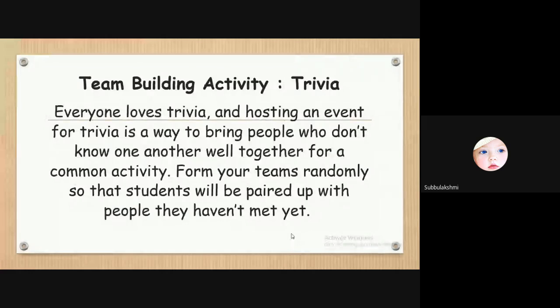I wish to share with my friends here two of the team building activities. Here we have an activity named Trivia. This is hosting an event, a way to bring people together who don't know each other, and we get into a common activity. This can happen randomly, and we can make people get connected with those they haven't met. Make a short note or a short speech about the person whom you have met for the first time. This is a small question that could be posed for which they work on.